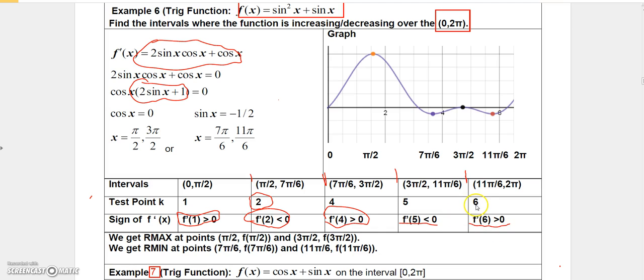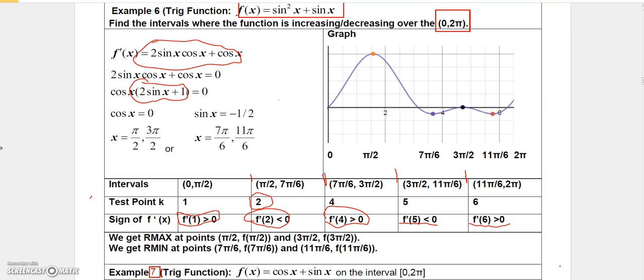And so now, since the derivative to the left of 11 pi over 6 is negative, and the derivative to the right of 11 pi over 6 is positive, then I know I get a relative min. And that's at 11 pi over 6 and whatever the functional value is at 11 pi over 6. So those are the relative extrema there.